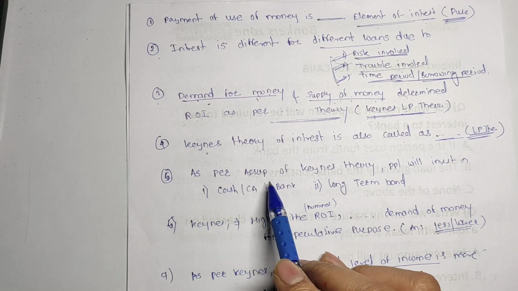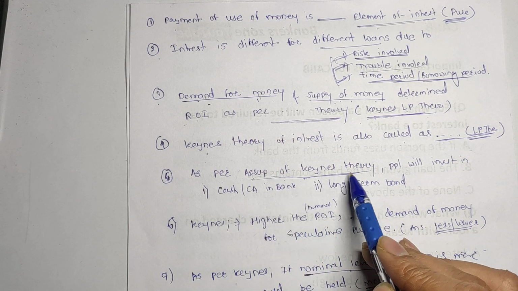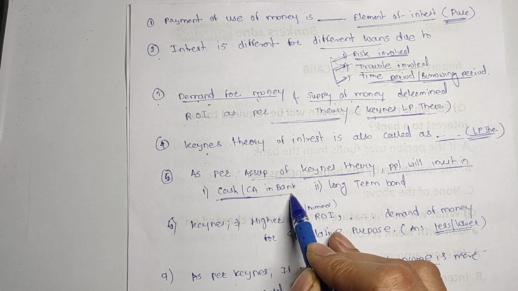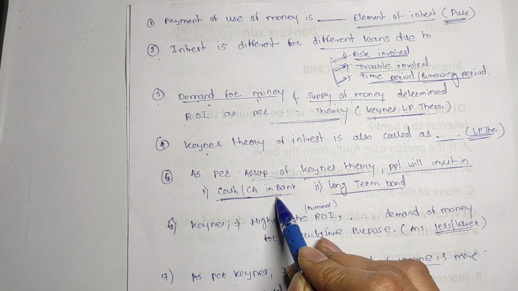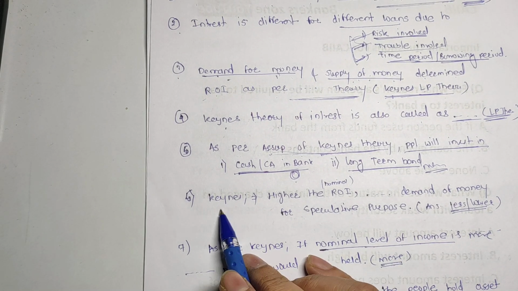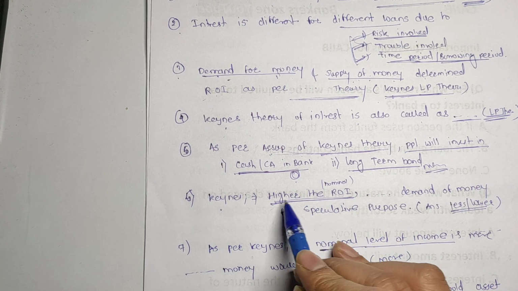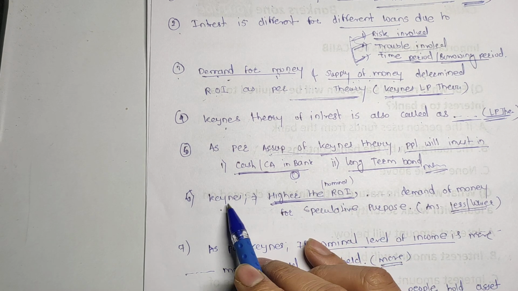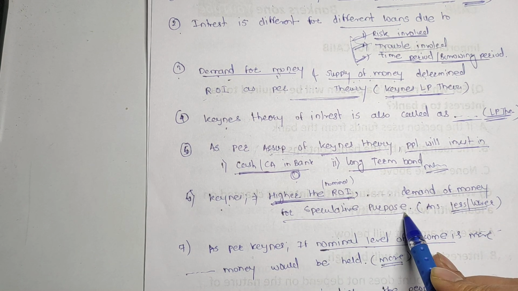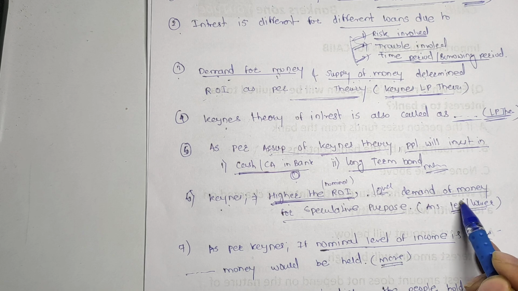Now, as per the assumptions of the Keynes theory, people will invest, first, in cash or a current account in the bank, and second, in long-term bonds. Here, zero interest; here, more interest. That means either zero interest or more interest. According to Keynes, the higher the nominal rate of interest, that is the current rate of interest, the lower the demand for money for speculative purposes. If the rate of interest is higher, there will be lower demand for money for the speculative purpose.